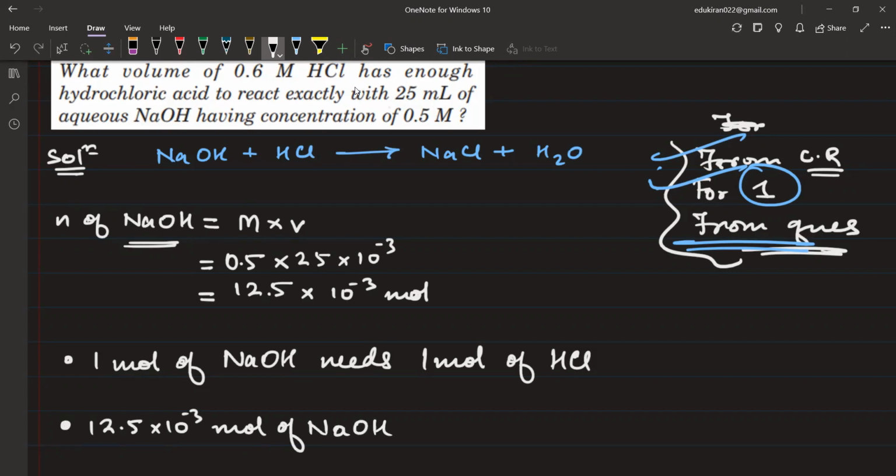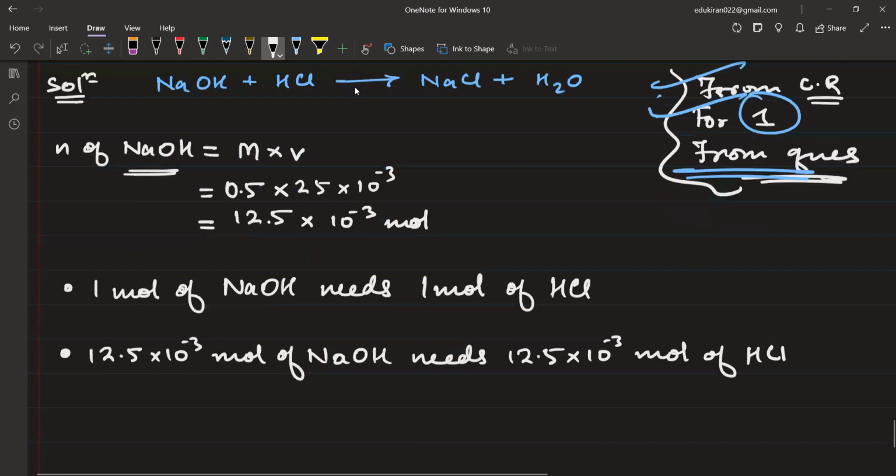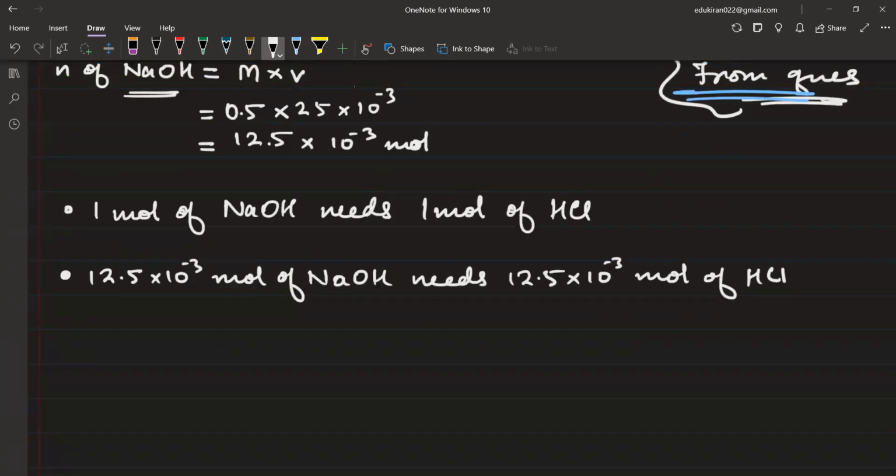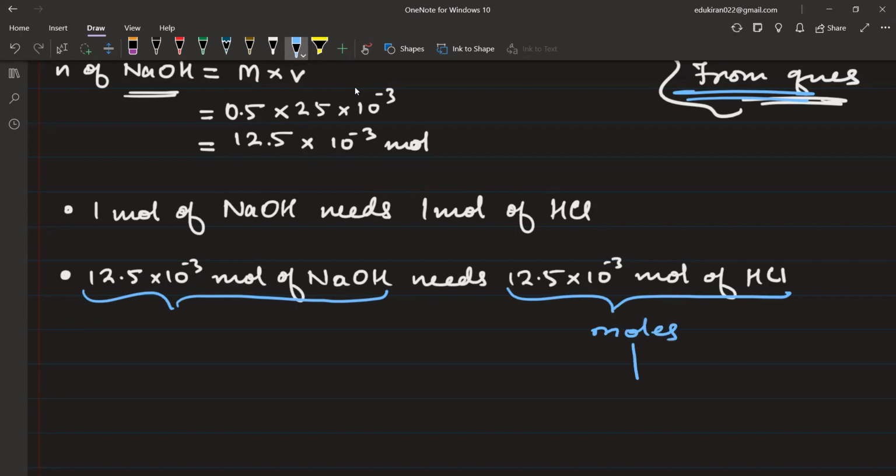NaOH needs 12.5 into 10 to the power -3 moles of HCl. Okay, so this is the amount of NaOH that we have been given in the question, and this is the moles of HCl that is required. We have found it in terms of moles, and we have to convert these moles into volume.